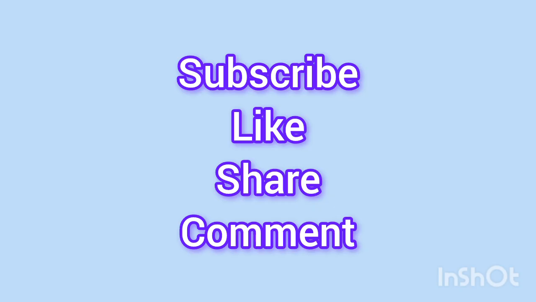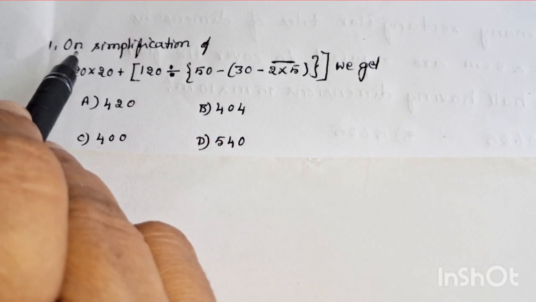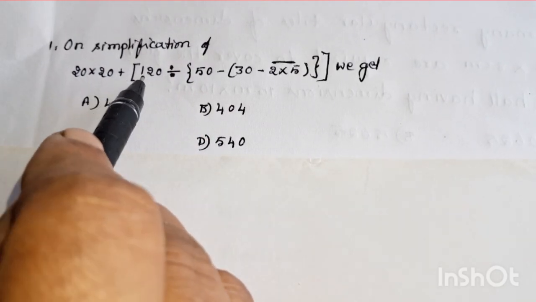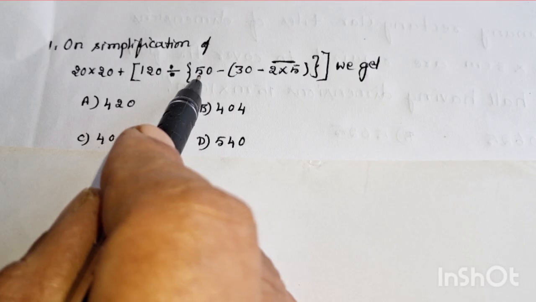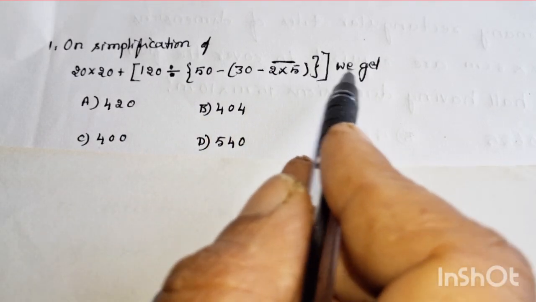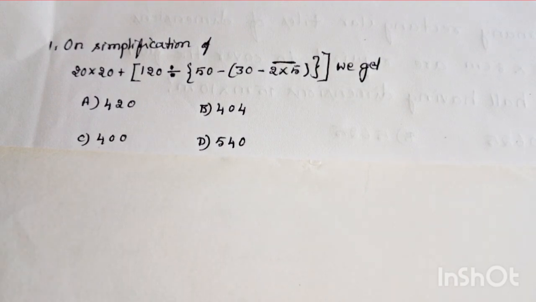Let us start the video. First question. On simplification of 20 multiplied by 20 plus bracket starts 120 divided by 50 negative 30 negative 2 multiplied by 5, then we get 420, 404, 400 and 540.